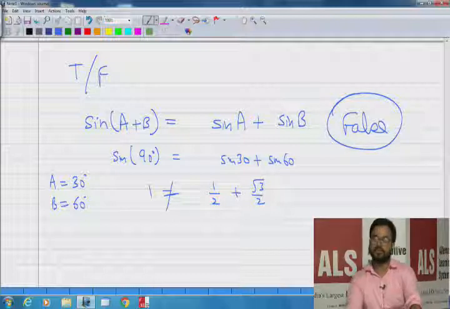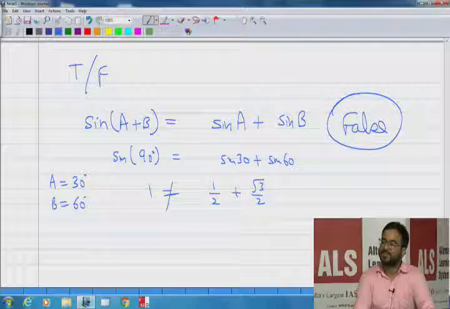3 is equal to 8. Huh? Shillong Center, how is 3 equal to 8?